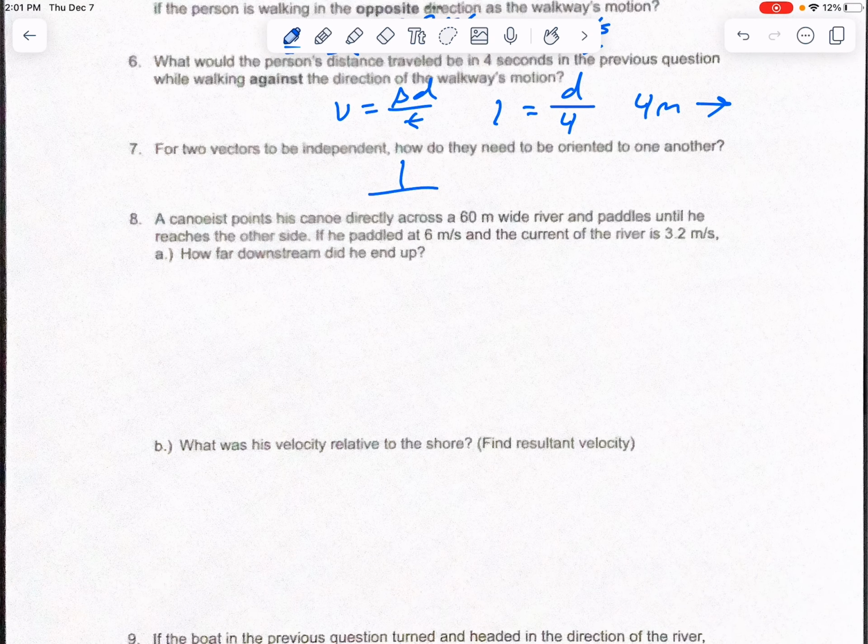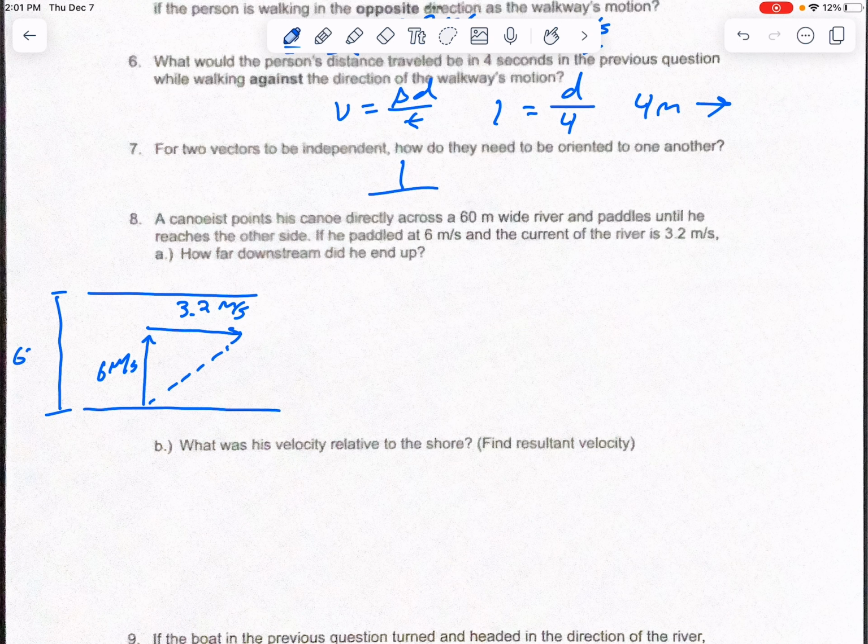Number 8, a canoeist points his canoe directly across a 60-meter wide river and paddles until he reaches the other side. If he paddled at 6 meters per second, and the current of the river is 3.2 meters per second, how far downstream did he end up? Okay, so I'm going to draw this out. And again, it doesn't matter which way you draw it. I'm going to say the person's trying to go across at 6 meters per second. The river is going downstream at 3.2 meters per second. So the path's going to look like this. And my river is 60 meters wide. So we want to know how far downstream did you go. So you're looking for distance going this way.